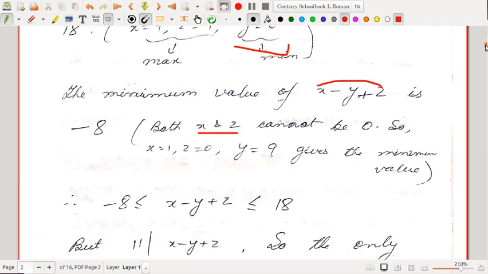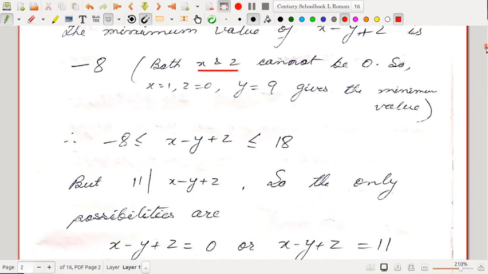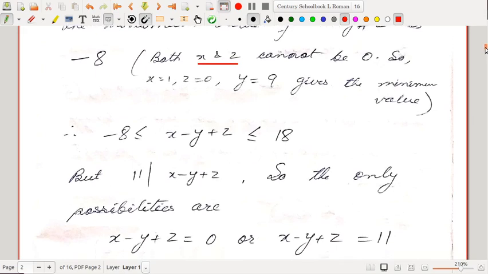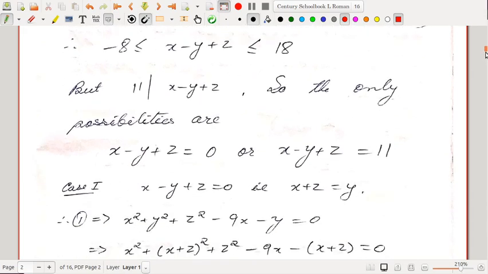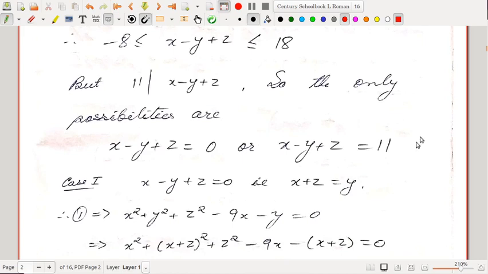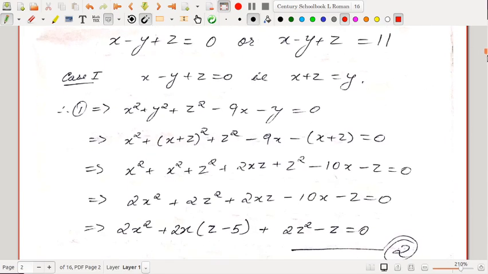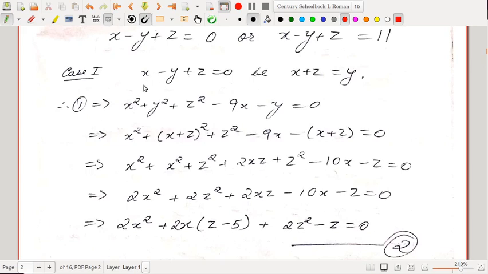But we have already got that it's a multiple of 11. So what are the only two possibilities? The only two possibilities are x minus y plus z is 0 or x minus y plus z is 11. Right? So there are two cases. One is with this x minus y plus z equal to 0. So let us consider them separately.